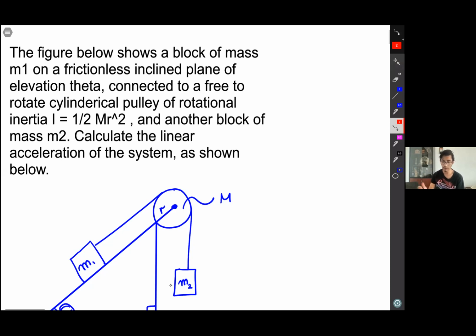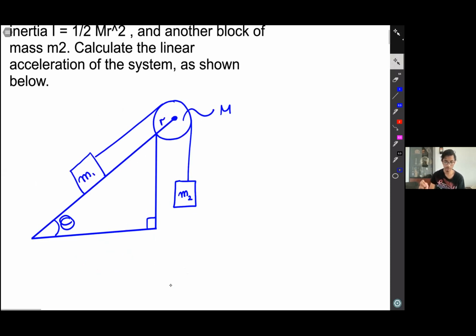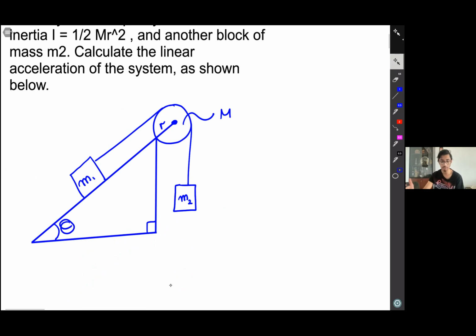So I have drawn a small little system to help visualize the problem. Over here, we have a typical inclined plane. It's frictionless, so that's also a good thing for us, less work. Angle of elevation theta over here. Here's block M1 on the frictionless plane. Here's M2 suspended by the free to rotate pulley.